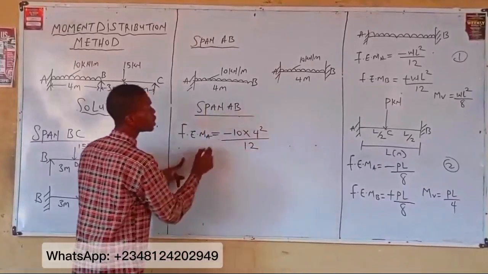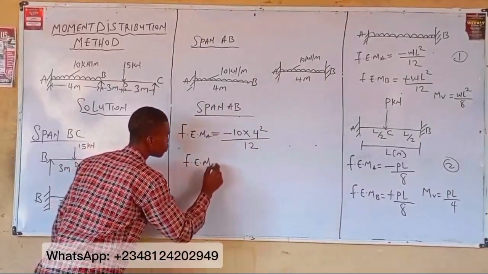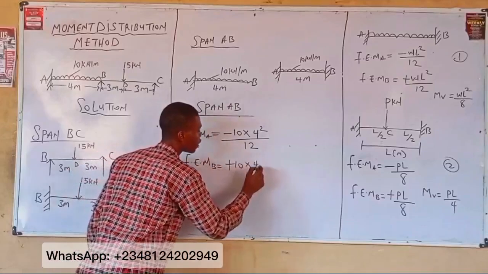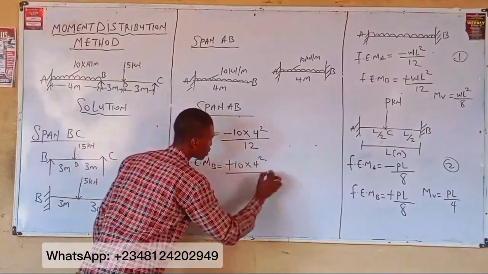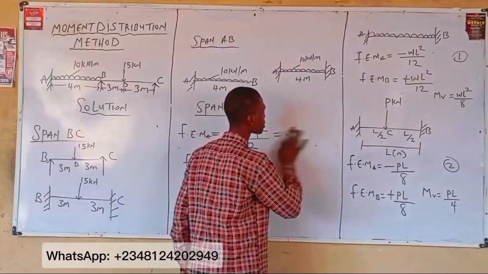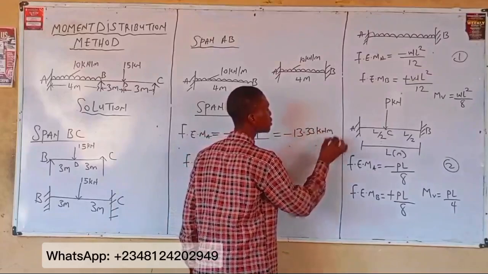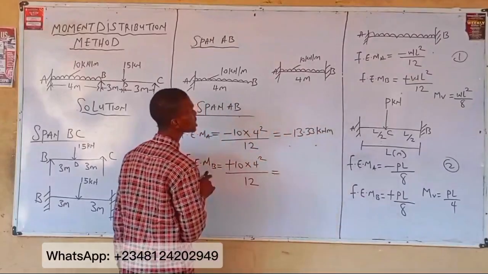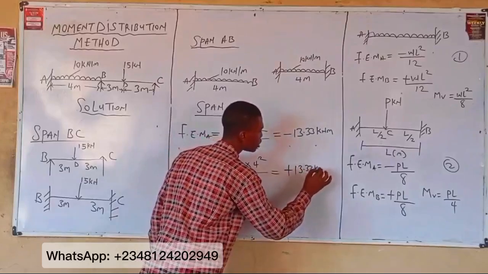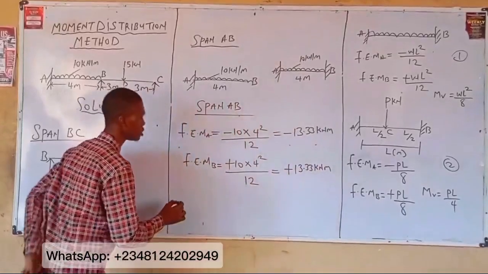This is the fixed end moment due to point A. Now, fixed end moment due to point B. What's the difference? The sign, meaning positive 10 times 4 square over 12. Now input this in your calculator. What's the answer? -13.33 kilonewton meter. For fixed end moment at B, what's the answer? Positive 13.33 kilonewton meter.